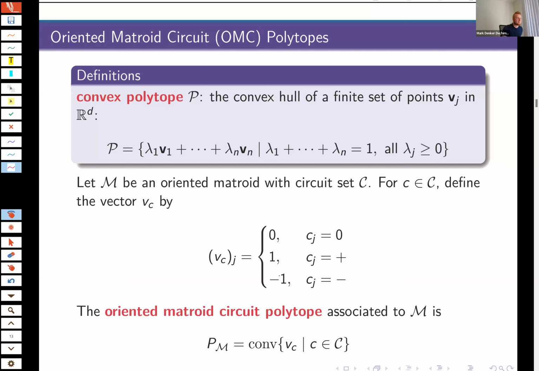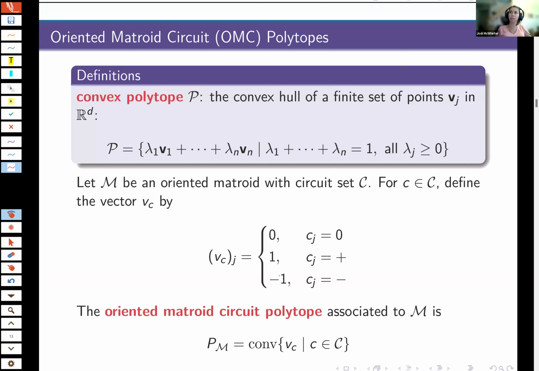Excellent. And I believe Alex has a hand raised. Yeah, I was just wondering. I know typically when we assign signs to the various members of a circuit of oriented matroids, it's defined up to interchanging the positive set and the negative set. Does that affect the definition of the polytope at all? Or maybe I'm misunderstanding.